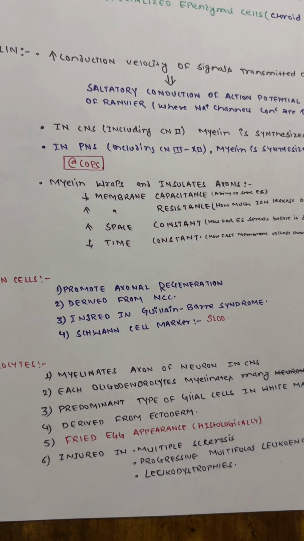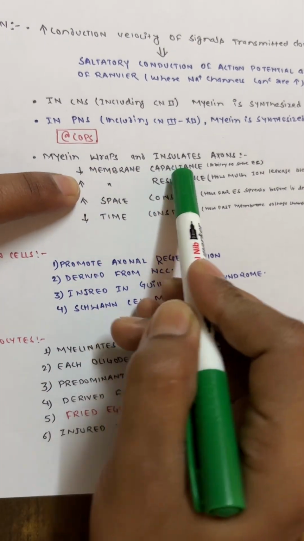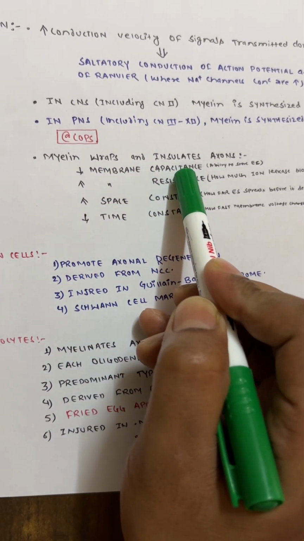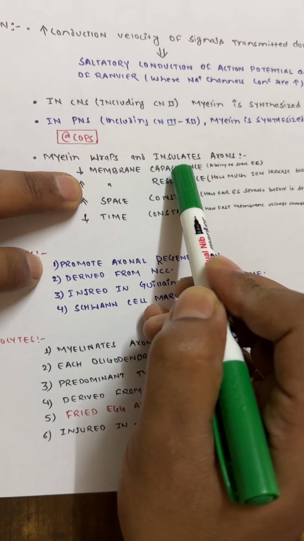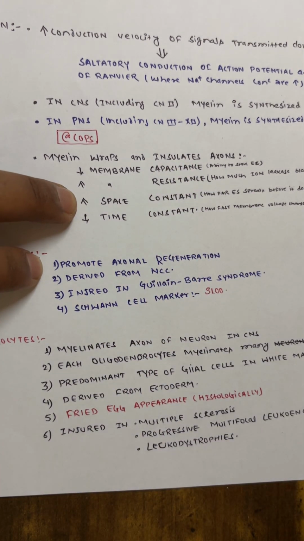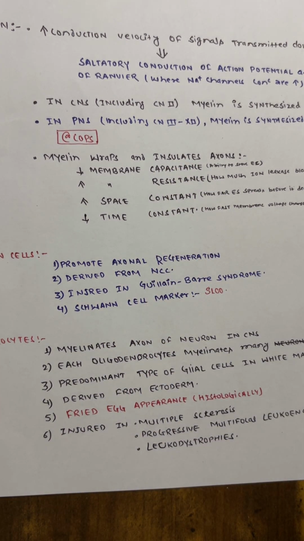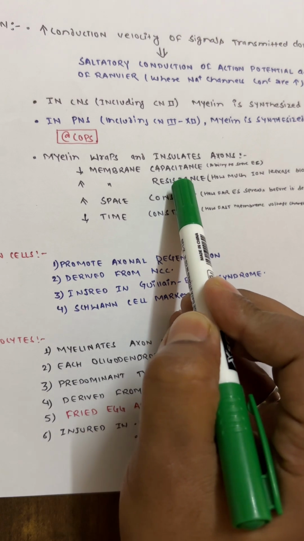Now, when the myelin wraps on axons, what will happen? Let's talk about this. First, it will decrease the membrane capacitance. Membrane capacitance is simply that the myelin sheath acts as an insulator, so the membrane stores less charge, and therefore the membrane capacitance decreases. Now, membrane resistance: just remember that resistance means how much ion leakage is blocked. More ion leakage will be blocked, that's why it will increase the membrane resistance.